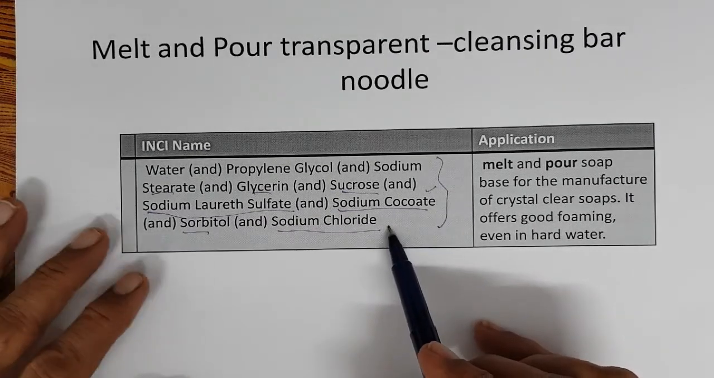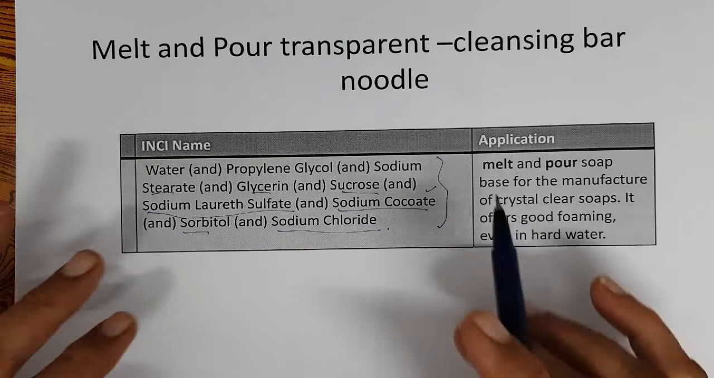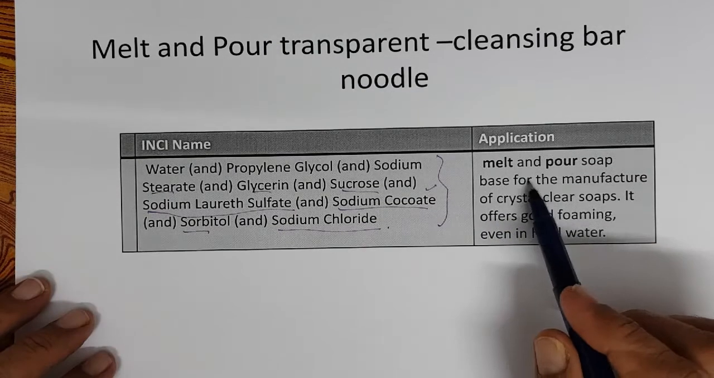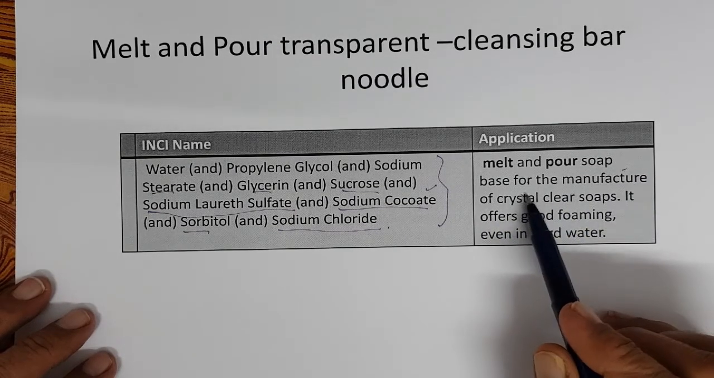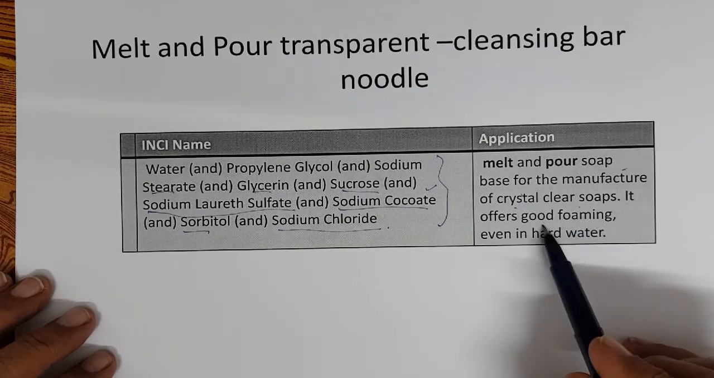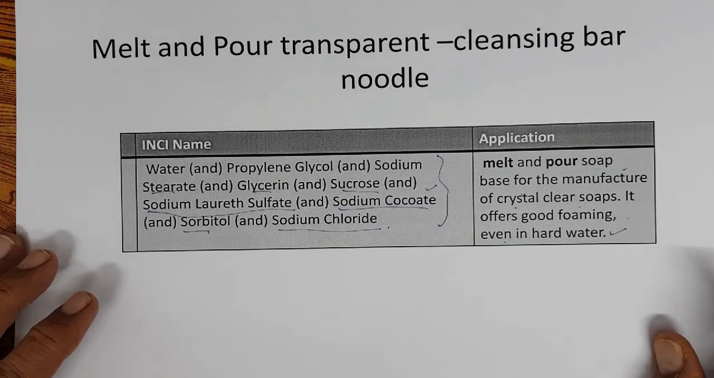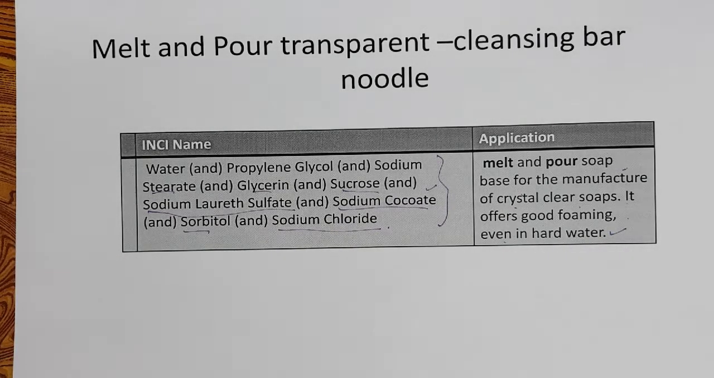So what happens in this? You have to melt, add perfume and color and pour into molds. Just melt this combination, melt and pour soap base for the manufacture of crystal clear soaps. It offers good foaming even in hard water. So these melt and pour transparent noodles are available.